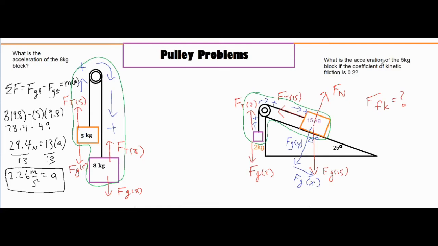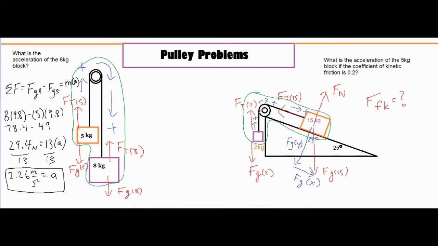So the question says, what is the acceleration of the 5 kilogram block if the coefficient of kinetic friction is 0.2? So because it's kinetic friction, I'm going to assume that it's sliding, but I don't know if the object necessarily is going to be sliding this way or if it's going to be sliding down this way. So if it's going to be sliding down the ramp, then friction is going to oppose it by pointing up the ramp.